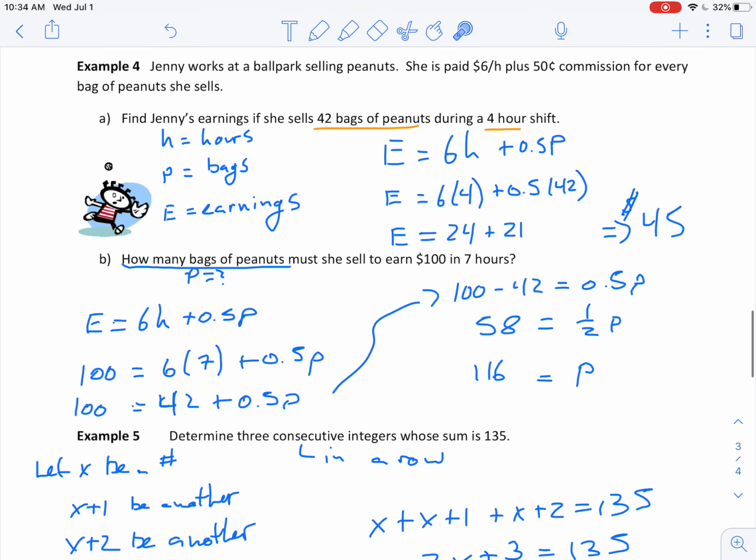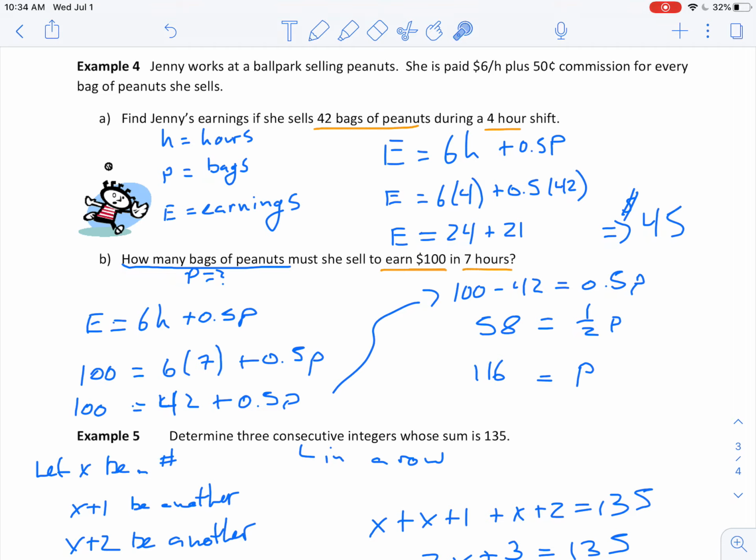So we're going to try a different way to look at it. How many bags of peanuts, so the unknown is now part of the equation, it's not the earnings, must she sell in order to earn $100 in 7 hours? Okay? So these are the pieces of information that are important as well now. To earn $100 in 7 hours.